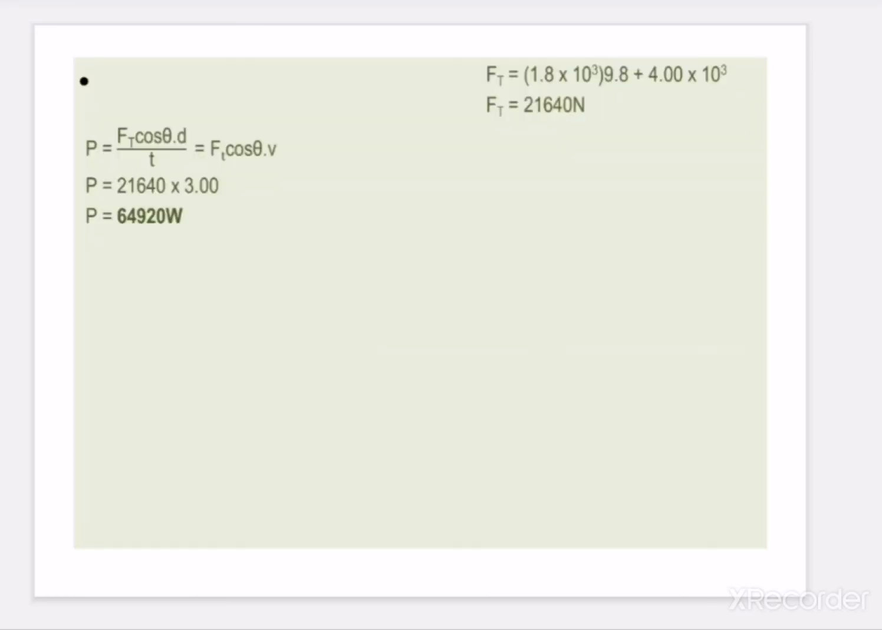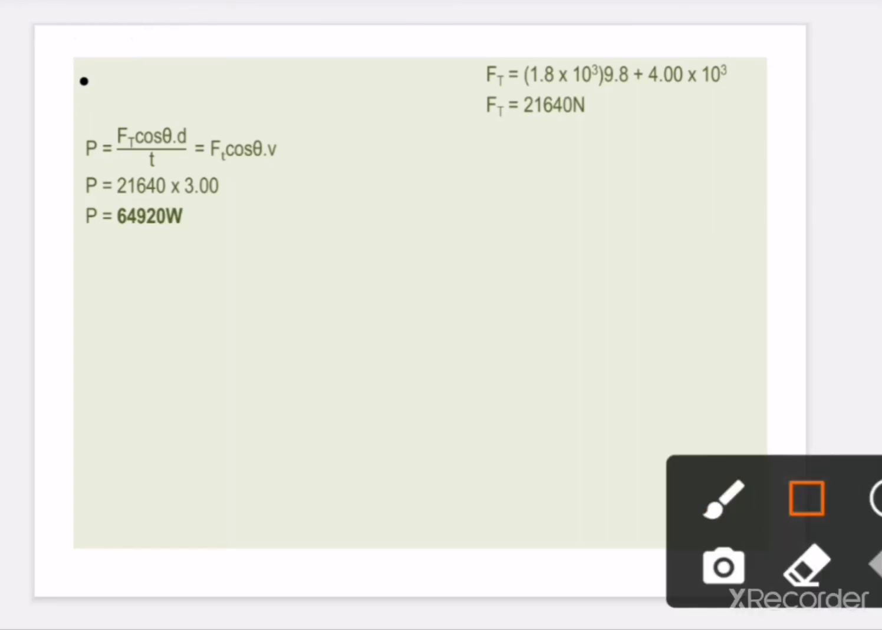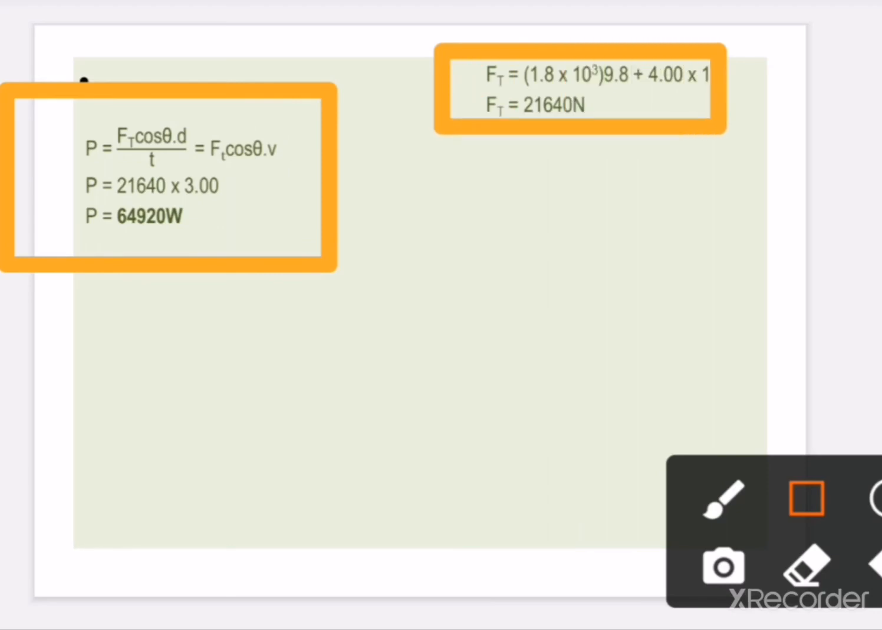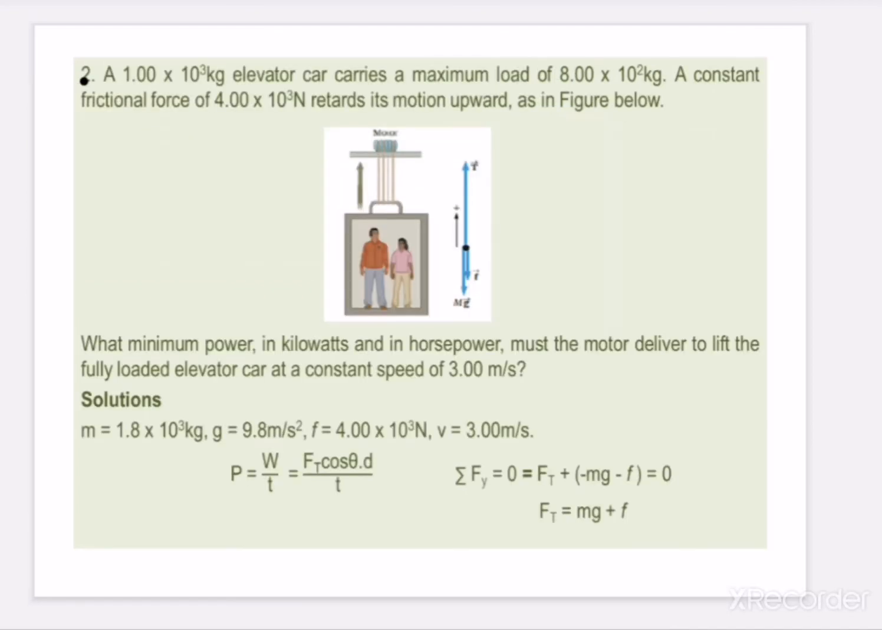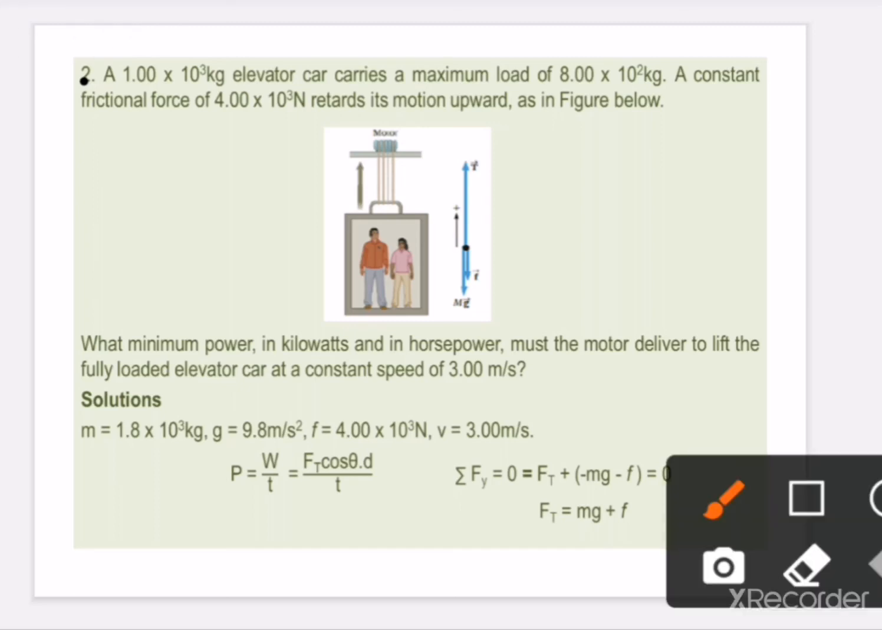So let's move on to here now. You can clearly see what we are doing is this part here. So, okay, first of all, let's finish with this one here. So Ft is equal to 1.8 times 10 to the power 3, which happens to be, so what we are doing here is we're getting the total mass of the loaded elevator. Let me just go back here. So notice the elevator itself has a mass of 1.00 times 10 to the power 3. Then its maximum load is 8.00 times 10 to the power 2 kgs.